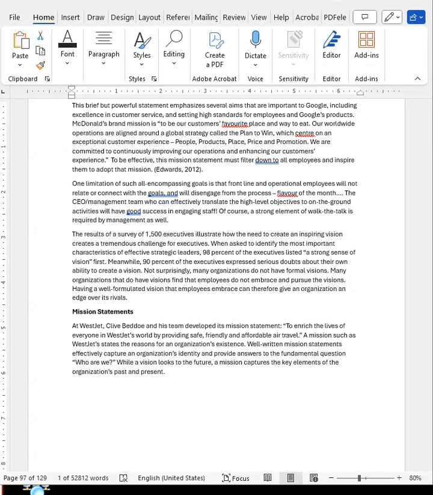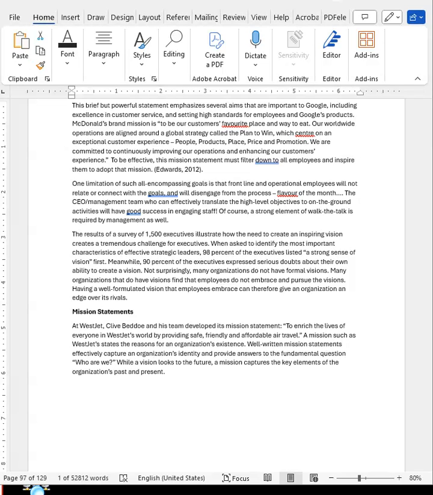Not surprisingly, many organizations do not have formal visions. Many organizations that do have visions find that employees do not embrace and pursue the visions. Having a well-formulated vision that employees embrace can therefore give an organization an edge over its rivals.